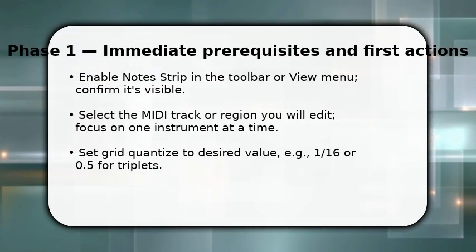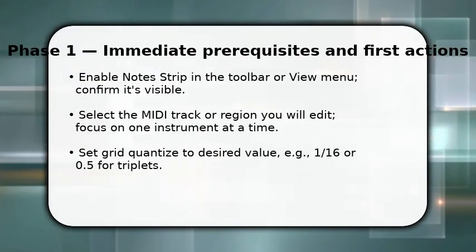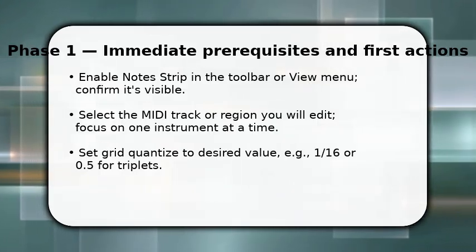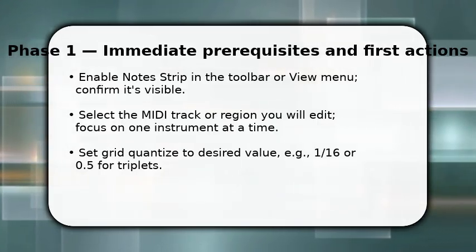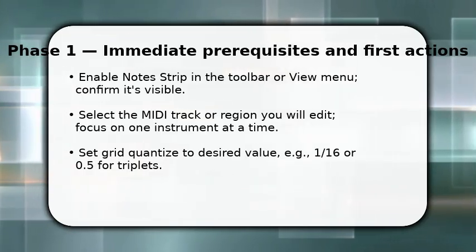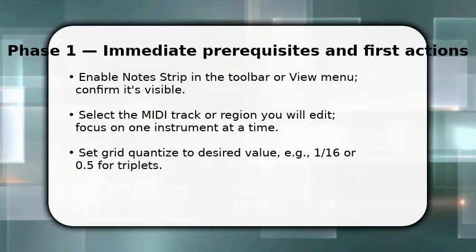You start by opening the notes strip and selecting the MIDI track you'll edit. Do this now so you work in context. Once visible, set the grid quantize to 1/16 or 0.5 depending on groove because timing choices affect all edits.